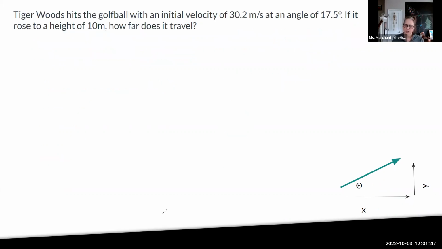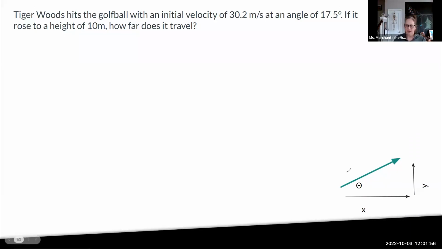Okay, so sometimes you don't need two equations to find your answer. Sometimes it's just in one. Every single time, see what your initial conditions are, draw your picture. 30.2 meters per second is our resultant velocity. So that's the one on the hypotenuse. Our theta is 17.5 degrees, and it rose to a height of 10 meters. So that is our distance in the y, which is 10 meters.